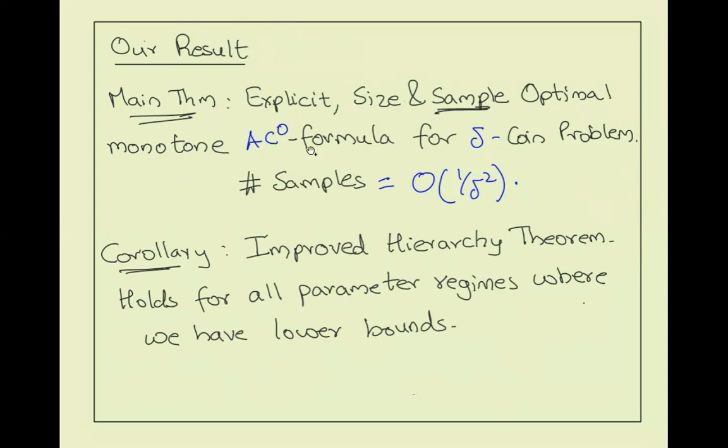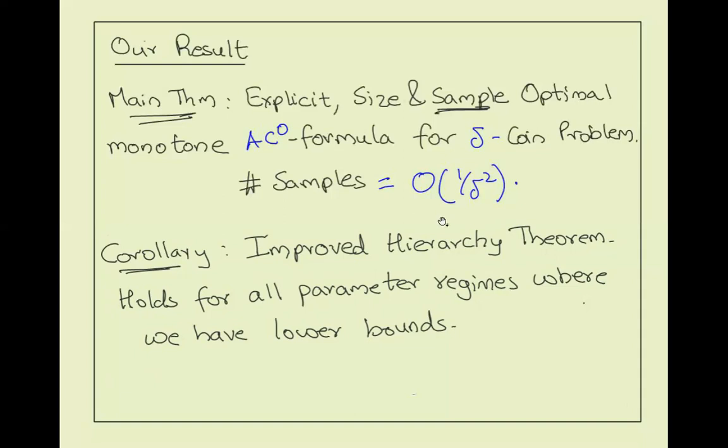So the model of AC0 mod 2 formula is a classically studied circuit model, and we've had lower bounds for this model for a while now. And the previous hierarchy theorems, however, did not hold in the entire size parameter regime where we had lower bounds. And this was essentially down to the fact that the sample complexity of the formulas that we constructed was suboptimal.